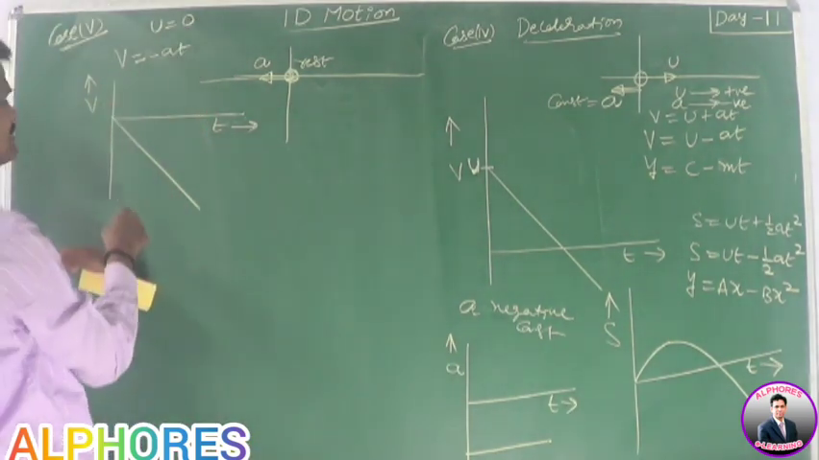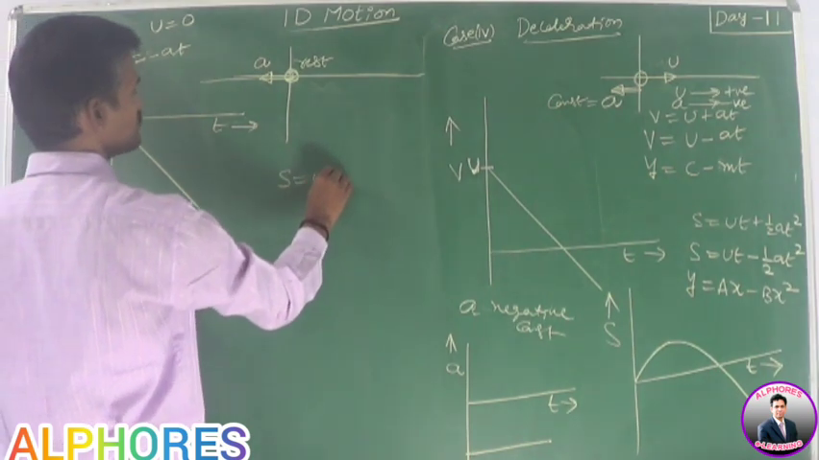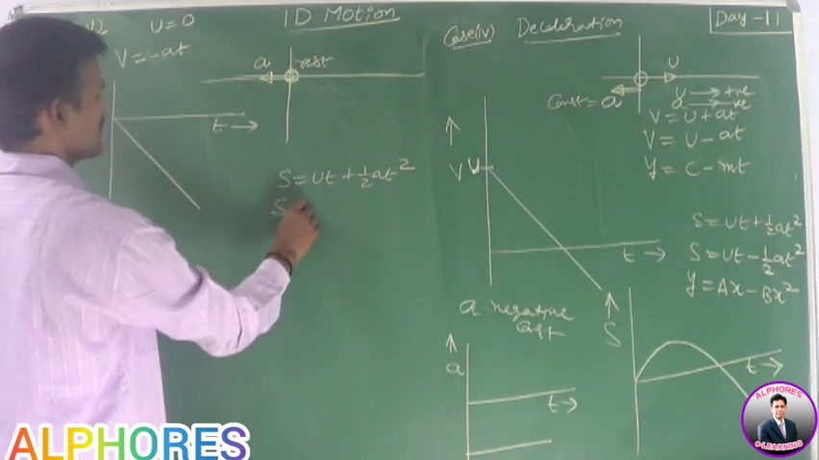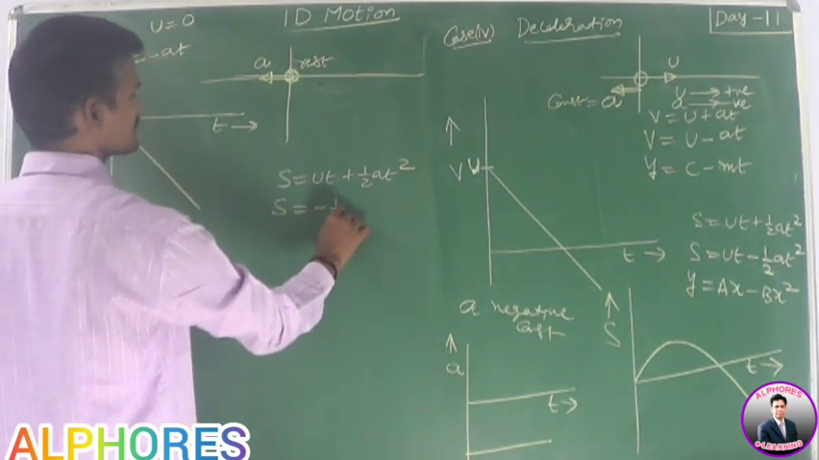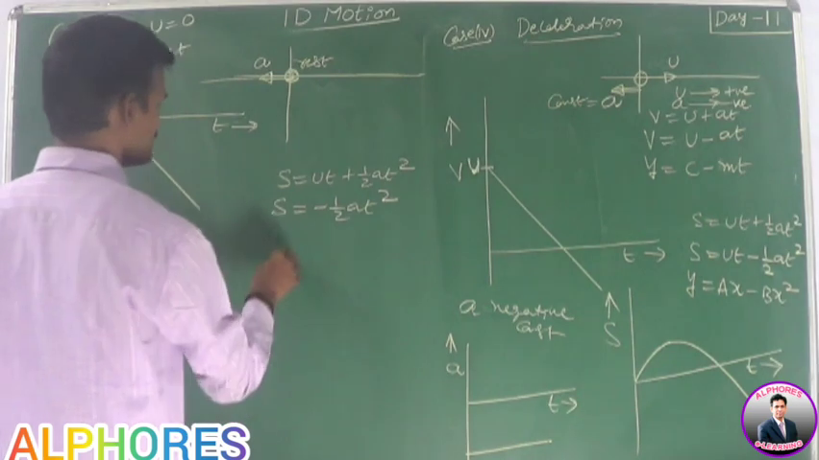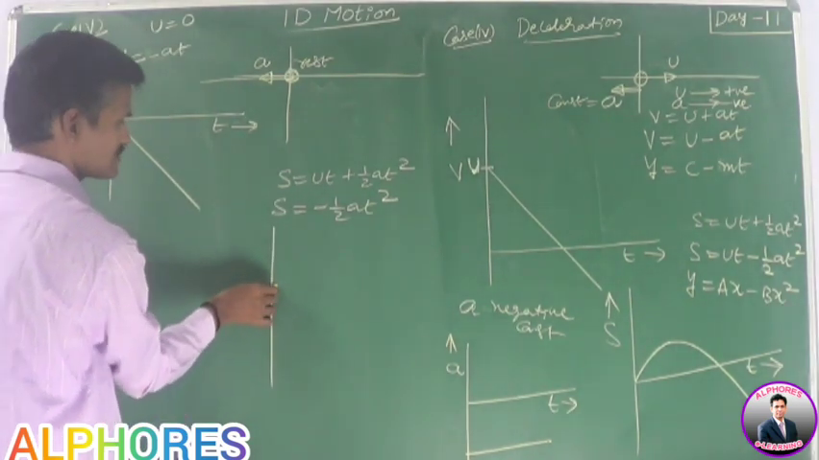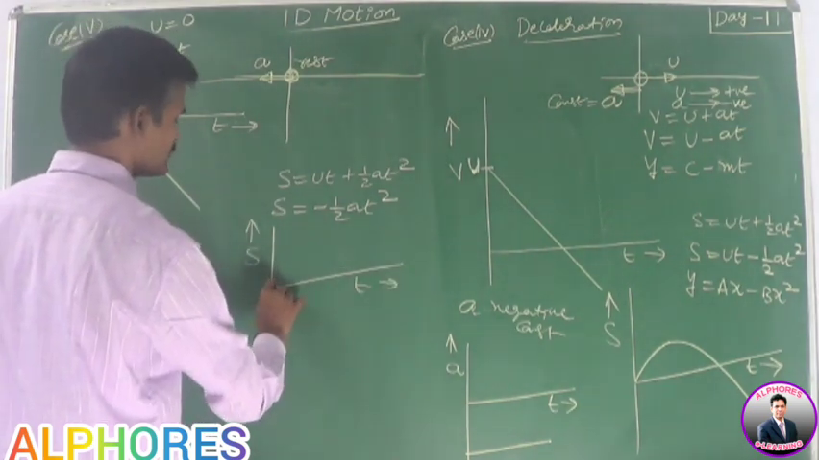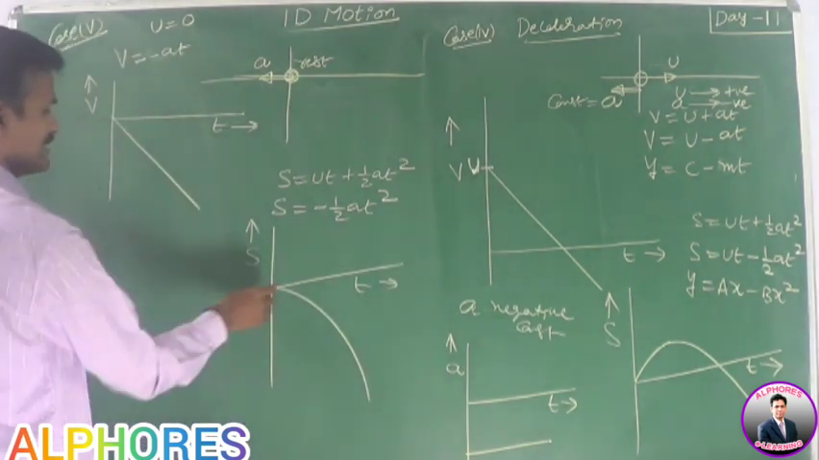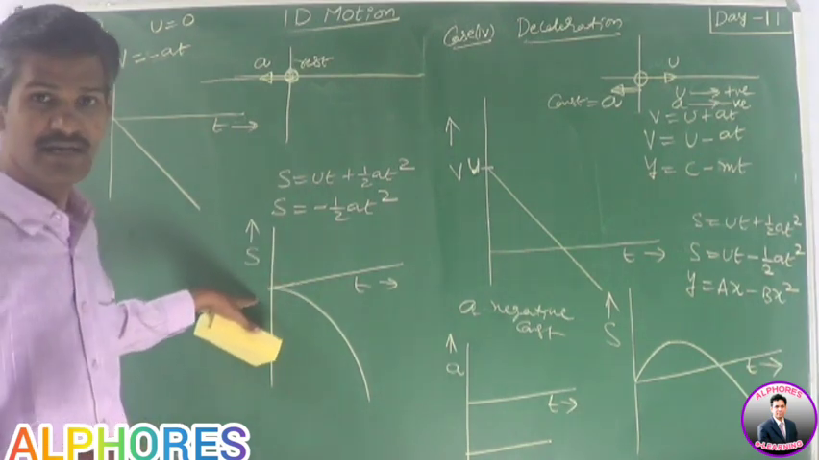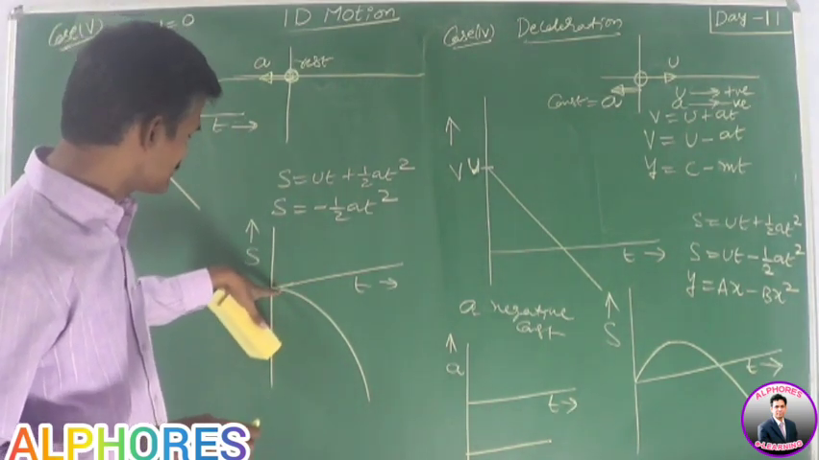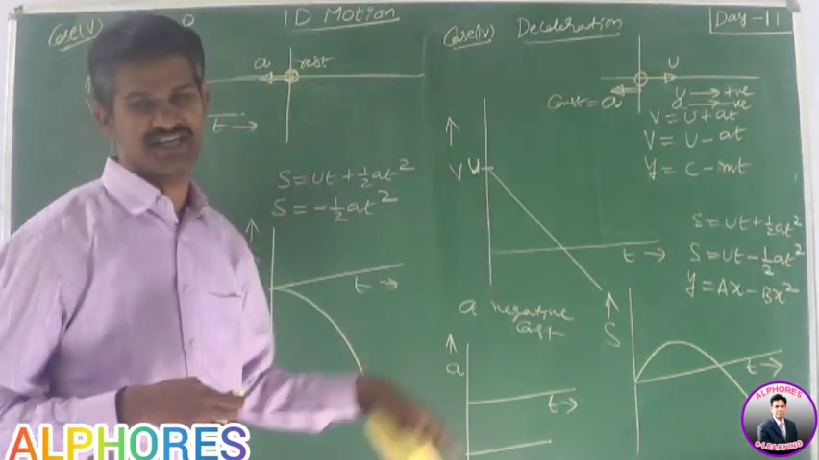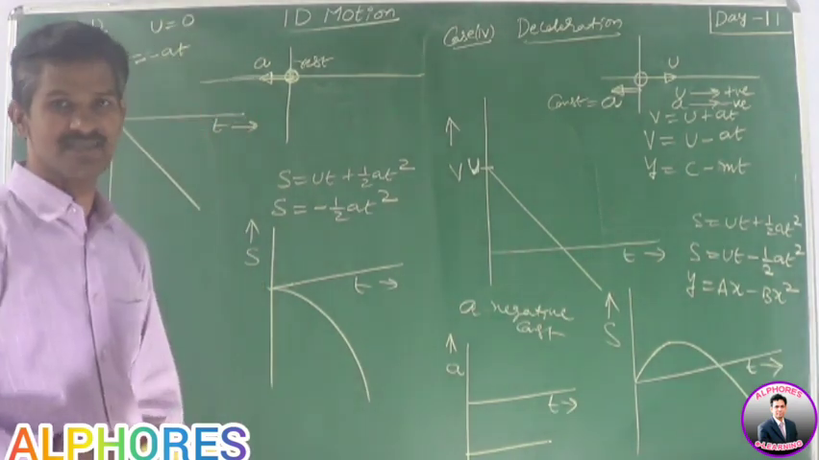How to draw s is equal to ut plus half at square? If u is 0, s becomes minus half at square. How to draw this graph? Suppose this is s and this is t. It is like this. It is an inverted parabola. Generally, this graph continues on this side also, but generally we move in the positive time direction. That is why only half of the graph is considered.